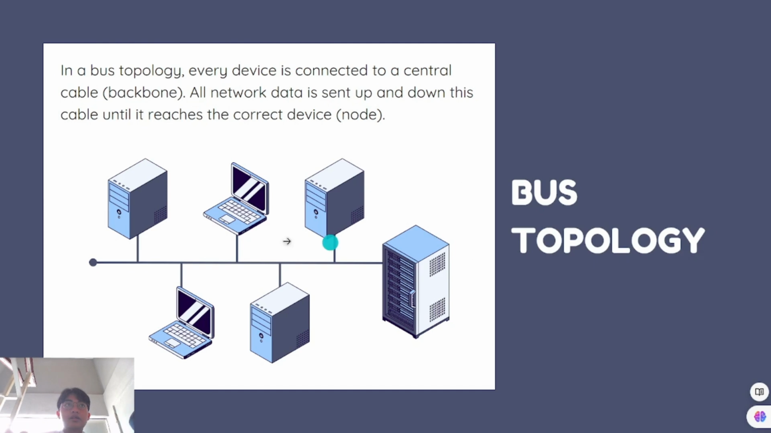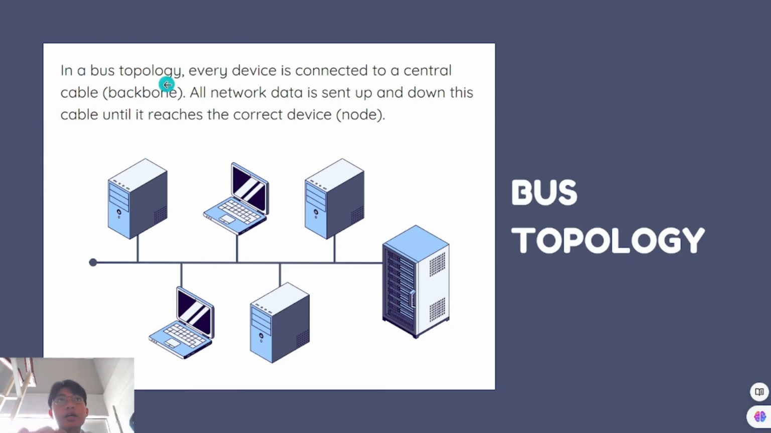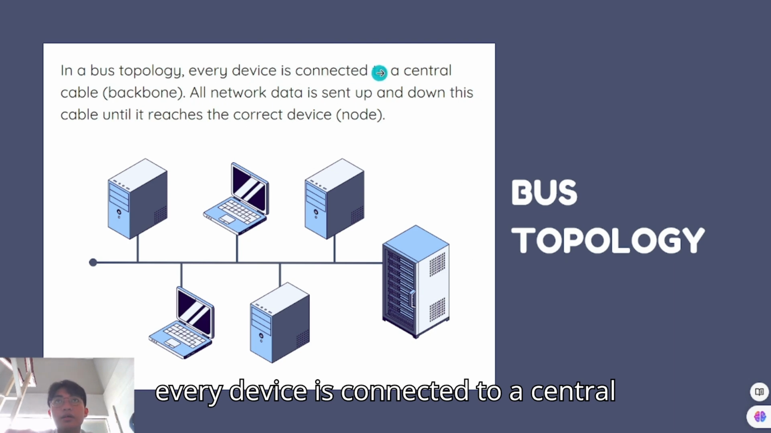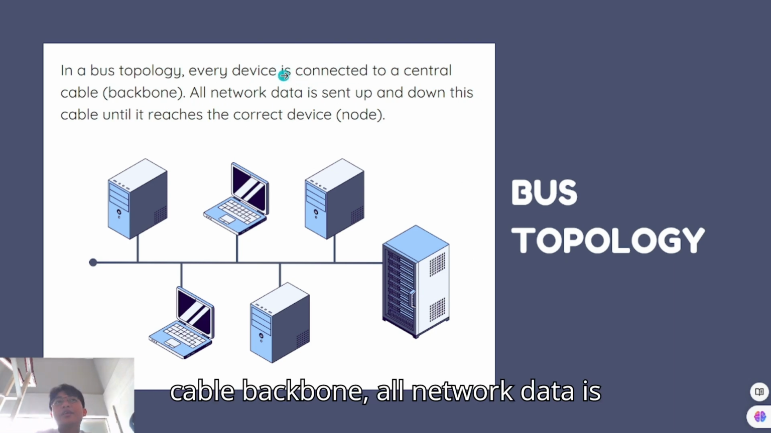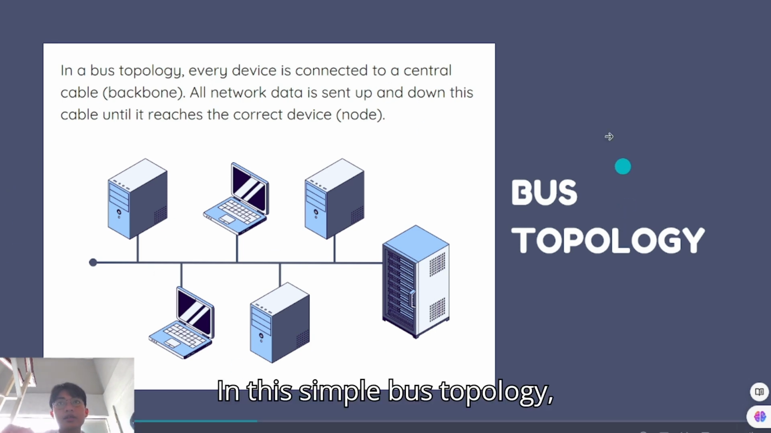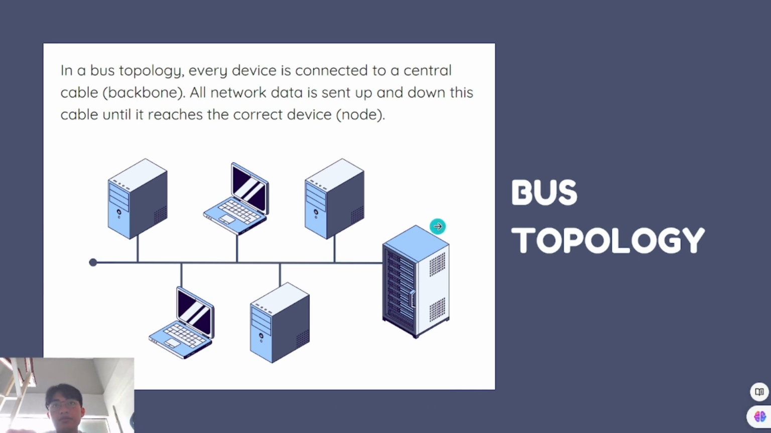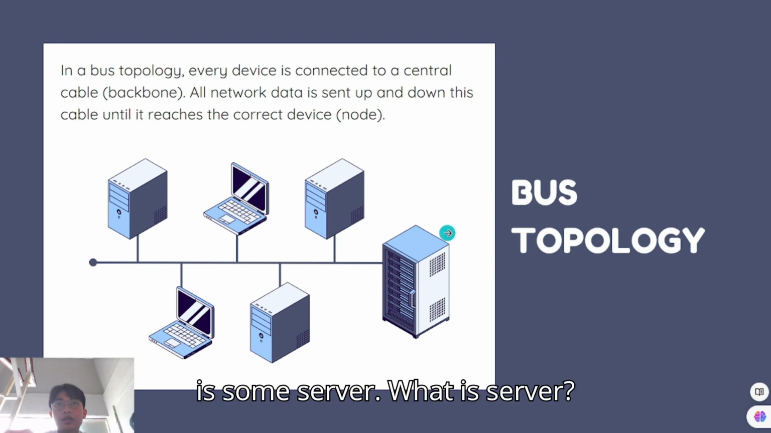Okay, next. This is bus topology. In the bus topology, every device is connected to a central cable backbone. All network data is sent up and down the cable until it reaches the correct device. Here is a simple bus topology, and in this one there is a server.